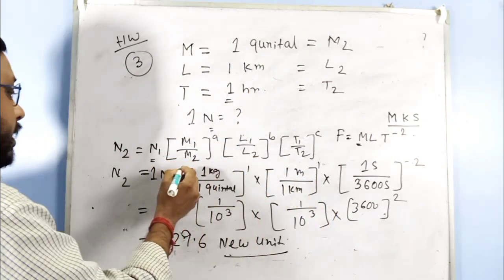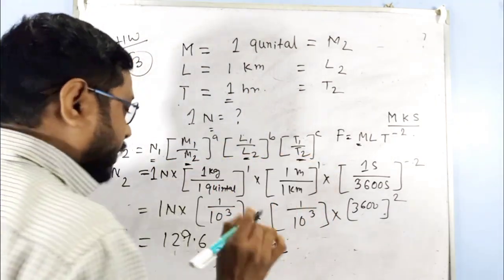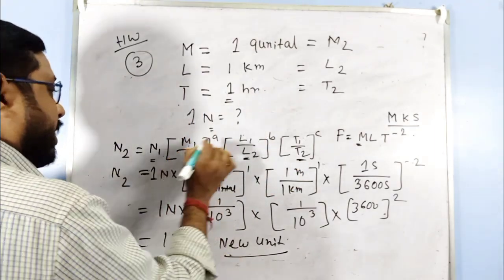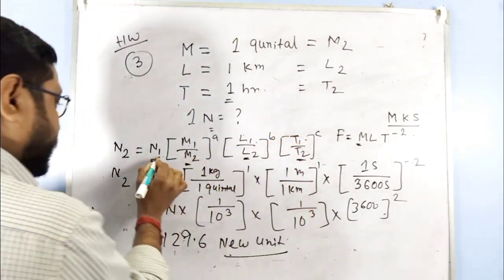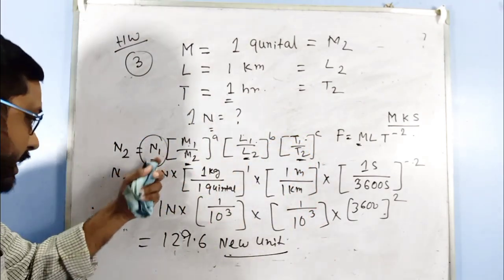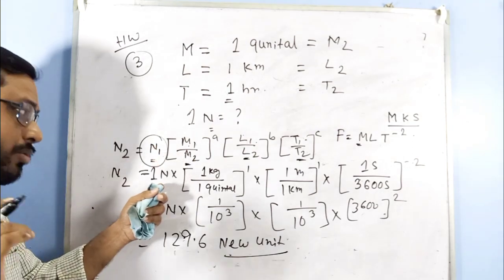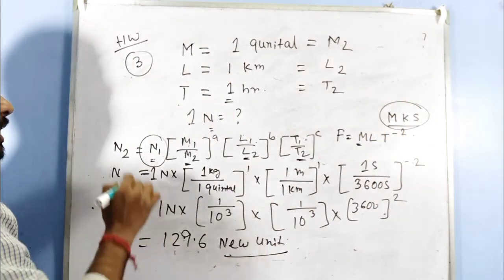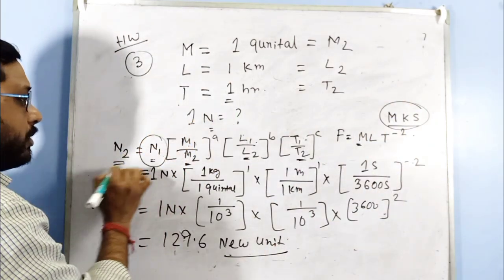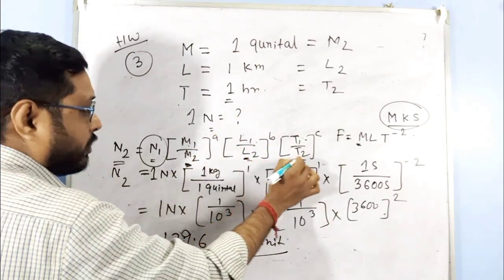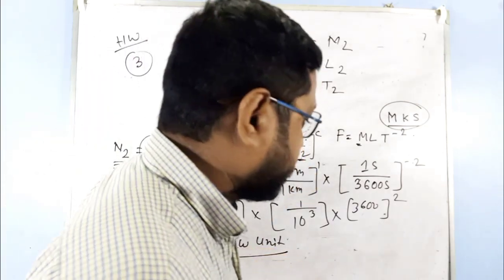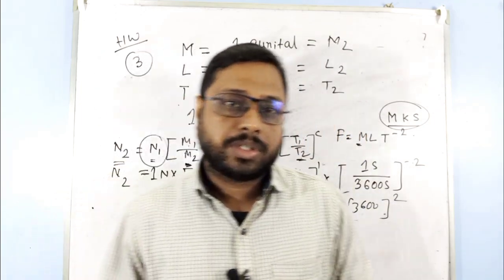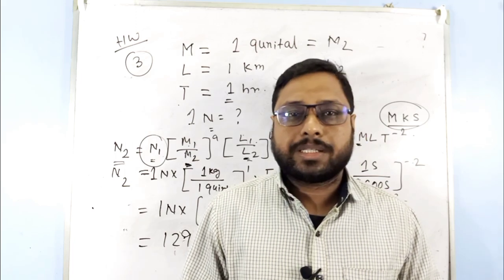Here M2, L2, T2 are the units in which we have to find the value, and M1, L1, T1 are the units in which the value is given. As the Newton value is known, M1, L1, T1 are according to the MKS system. But we have to find the value of n2 in the new unit. I hope you understand it. So in this way we can apply the unit conversion method from one quantity to another quantity.